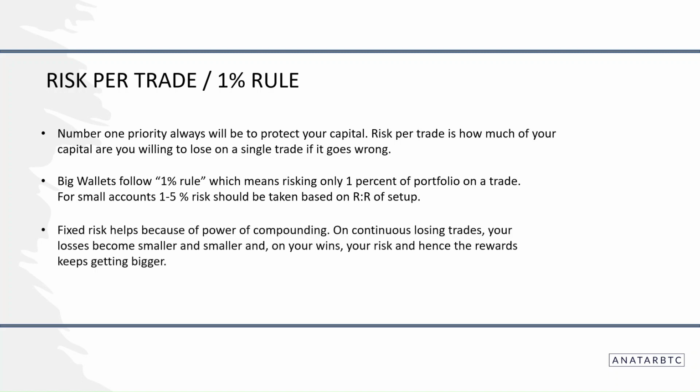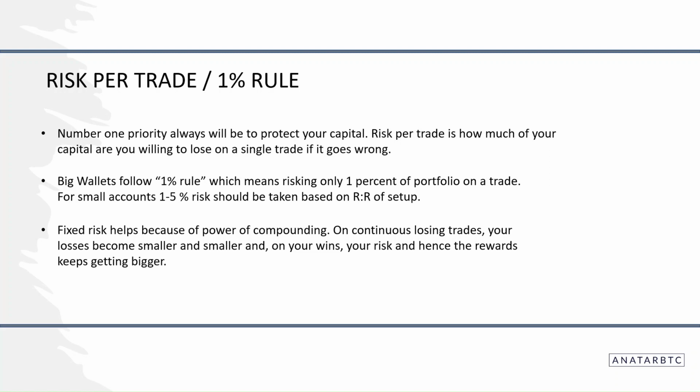Now, fixed risk helps because of the power of compounding. On continuous losing trades, your losses become smaller and smaller, and on your wins, your risk and hence the reward keeps getting bigger. So if you are taking continuous losses, your portfolio size will decrease. Suppose you are taking a fixed 1% risk, then 1% of your portfolio size will also keep decreasing. And when you are taking continuous wins, similarly your portfolio size keeps increasing, and hence 1% of your portfolio size also increases. So this way, by compounding and decompounding, risk management helps in growing your portfolio.